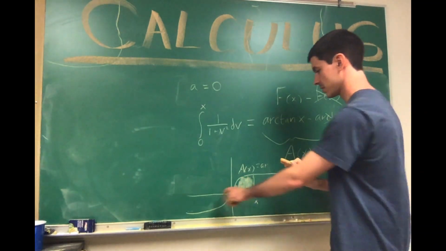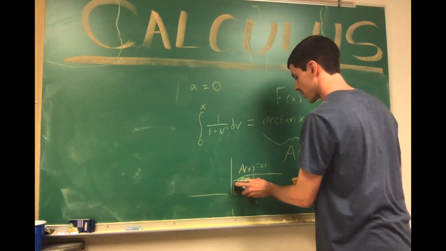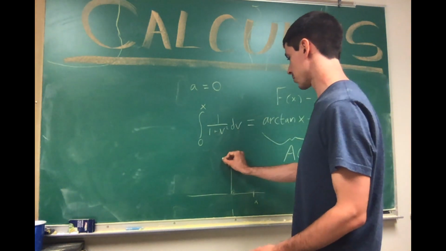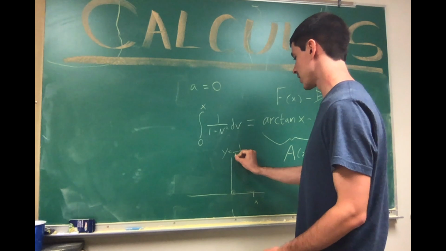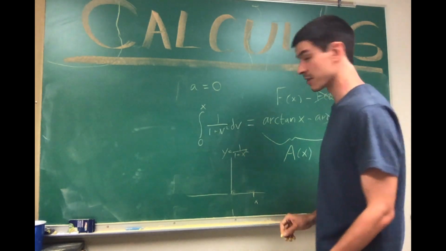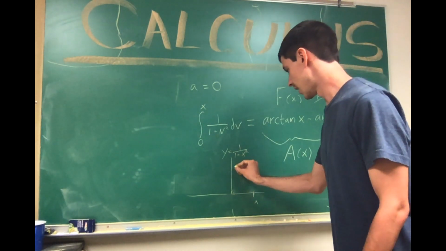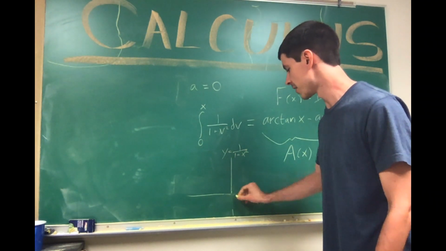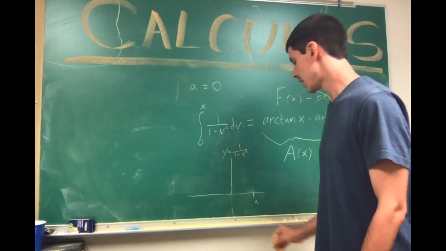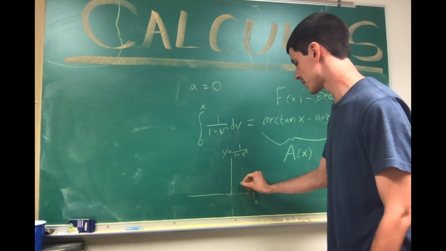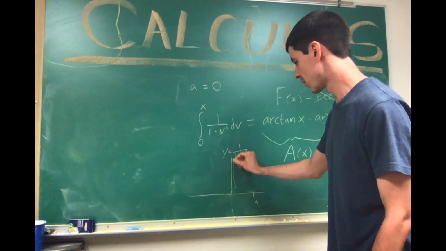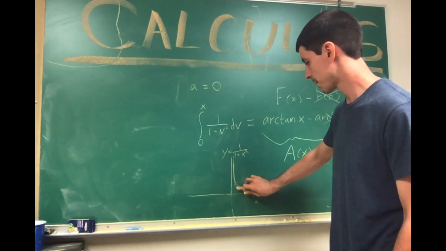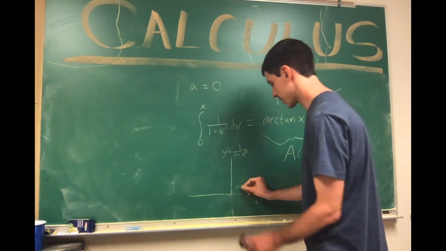Oh, I'm sorry, I graphed the wrong function. I should be graphing y equals 1 over 1 plus x squared. I went to the wrong level, so I apologize to anyone who paused and was thinking, what on earth is he doing? So this function is going to be something like this.